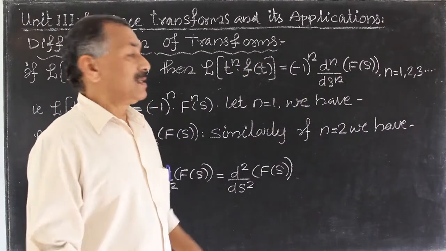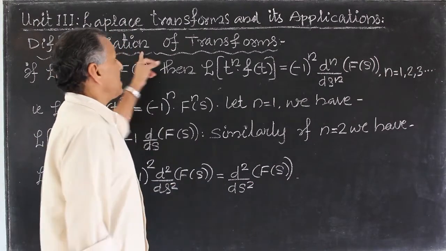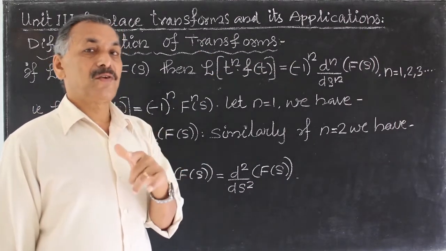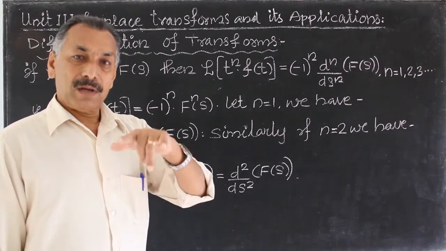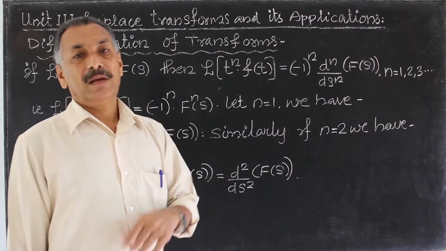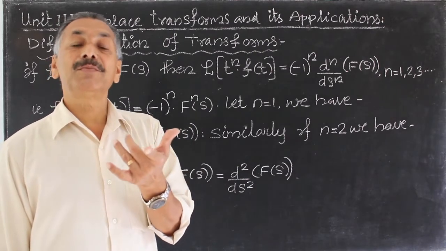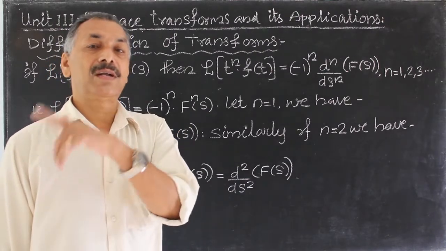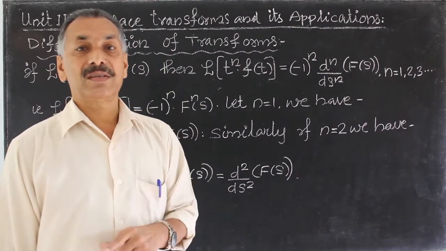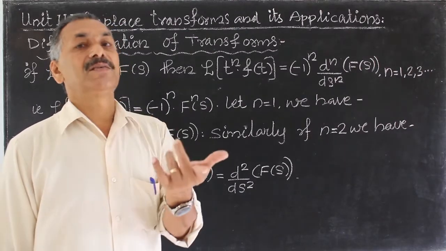Next section in this module, Laplace transform: differentiation of transforms. If f of t is a function of t, then we have a Laplace transform of f of t, equal to capital F of s. Then differentiation of transforms means derivatives of transforms: d by ds of F of s, d square by ds square of F of s, the third derivative of F of s, etc. Then transforms of derivatives.